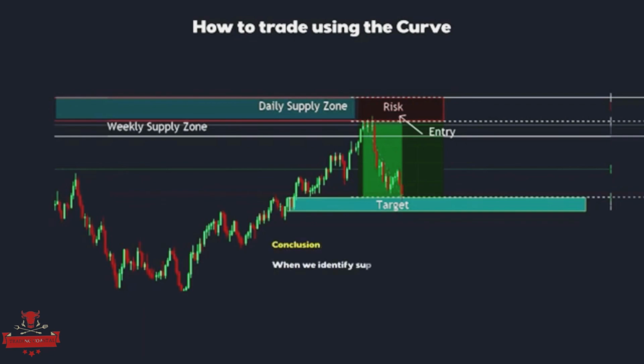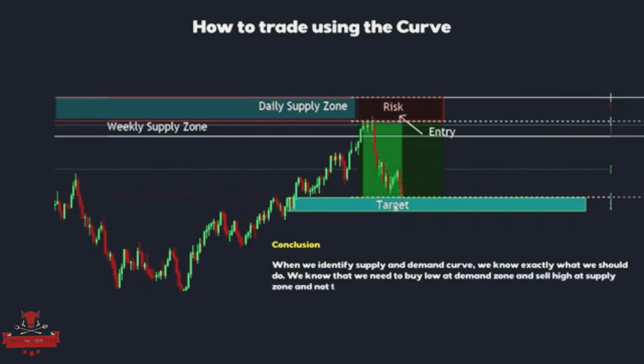Conclusion: when we identify supply and demand curve, we know exactly what we should do. We know that we need to buy low at demand zone and sell high at supply zone and not the way around.